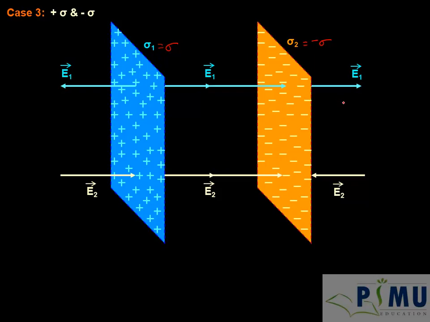And here again you see they are in the opposite direction, because this point is with respect to this positive sheet, so it will be directed away from the positive sheet. But this point is with respect to this negative sheet, so it will be directed towards the negative sheet. So E1 and E2 are in the opposite directions.